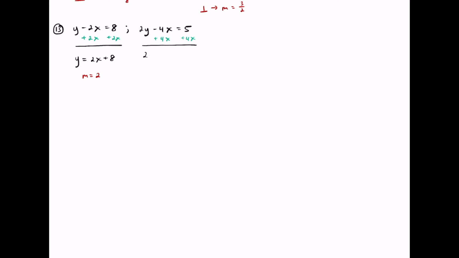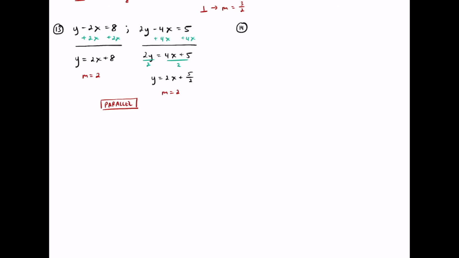plus 5. And then if we divide everything by 2, we're going to find out that y is equal to 2x plus 5 over 2. So this slope is also 2. Based on that, we can say that these lines are indeed parallel. All right, so they have the same slope, so they are parallel to each other. Okay, that's 13. Here's 14.